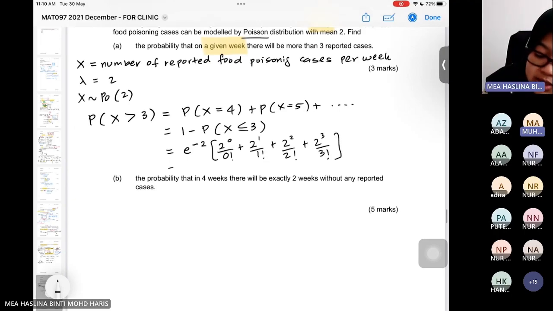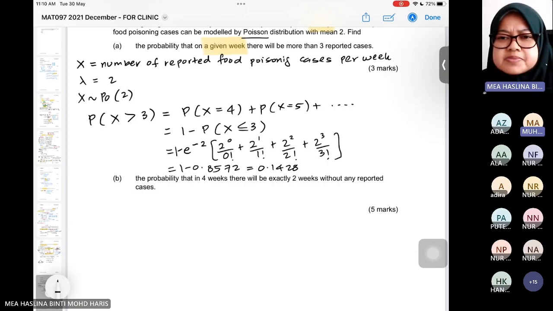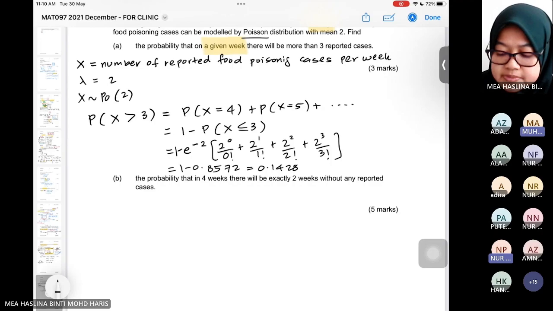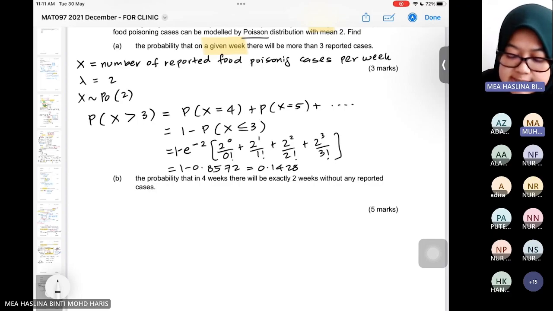So you will have here 1 minus 0.8572. So you will obtain 0.1428. Is it okay, everyone? Alright. Next, the probability that in 4 weeks, there will be exactly 2 weeks without any reported cases.